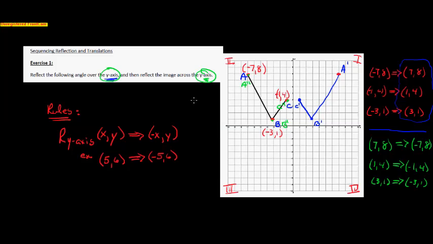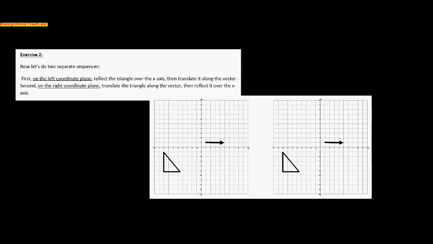Alrighty, now let's jump over to exercise 2. Let me get rid of this guy and turn this one on. Now this one's a little different. It says now let's do two separate sequences. Alright, first on the left coordinate plane, that's going to be this one right here, we're going to reflect over the x-axis and then translate it along the vector.